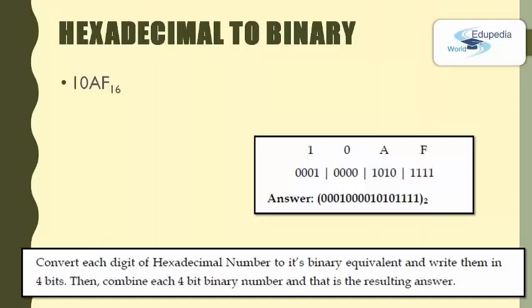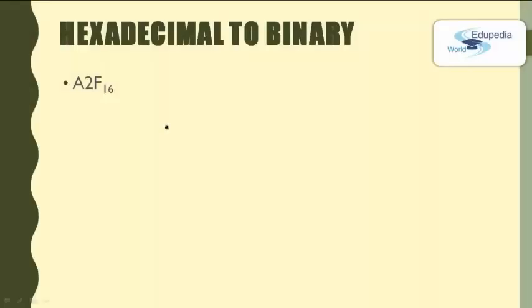Now the third digit is 0, and when we are making groups, we have to make sure that each group has 4 bits. So rather than having a 0 in here, we have to put 4 zeros. The next digit is 1. So here the binary representation is 0001. So by combining each of these groups together, we can obtain the final answer 000100010101111.